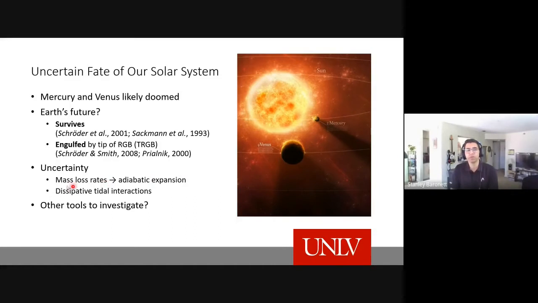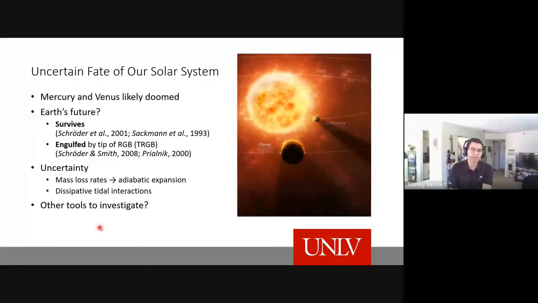So where's the source of this uncertainty? Part of it has to do with the fact that we don't have an exact expectation of how the mass will be lost, how those mass loss rates will occur. That mass loss rate will directly affect the adiabatic expansion of the orbiting planets, and so it may or may not allow them to escape this growing envelope of the sun, depending on how quickly it loses mass. Another interesting aspect to consider is if a planet gets close enough to the sun during these phases, you have to consider dissipative tidal interactions that may also affect whether or not a planet can survive.